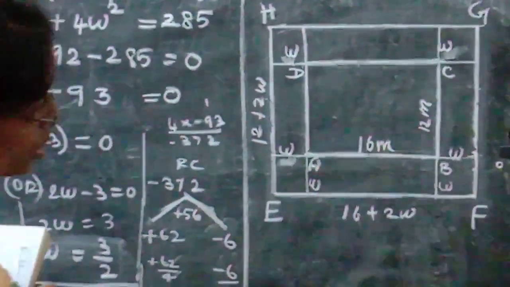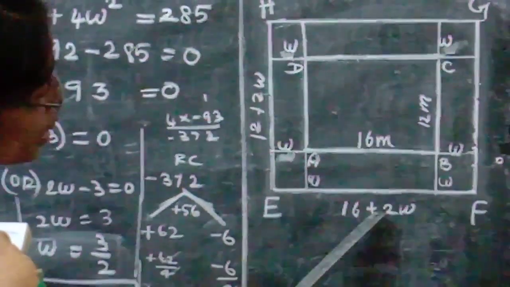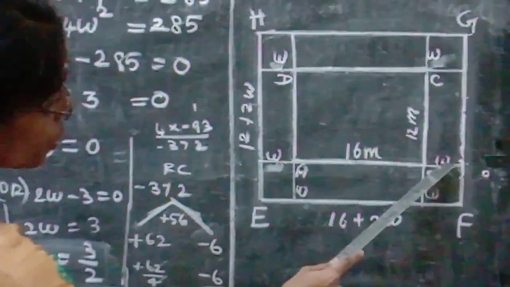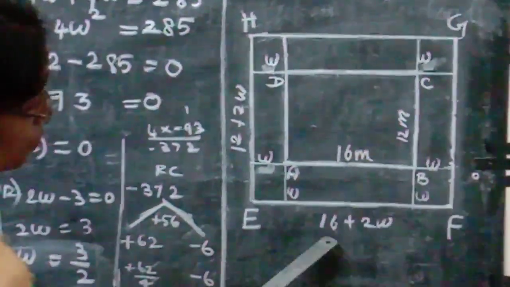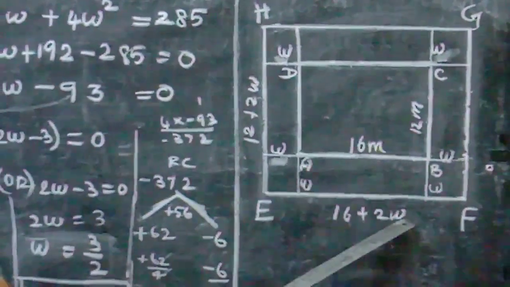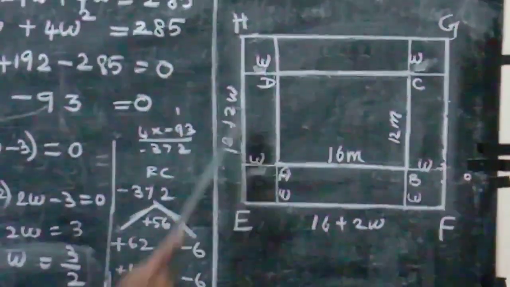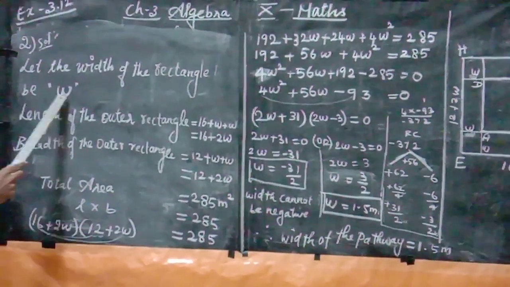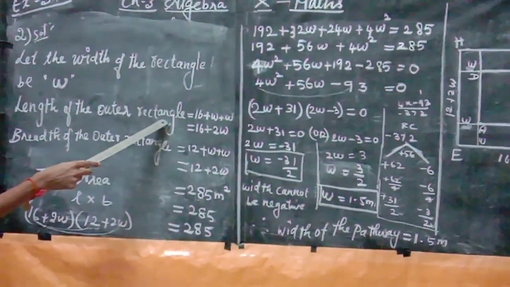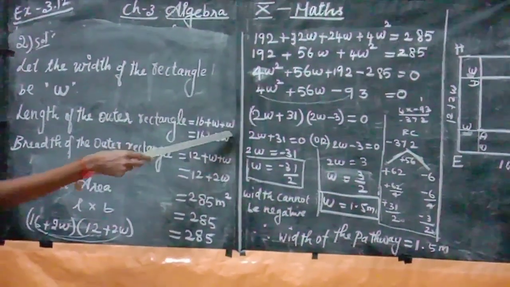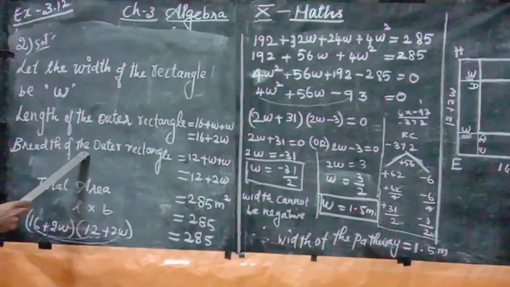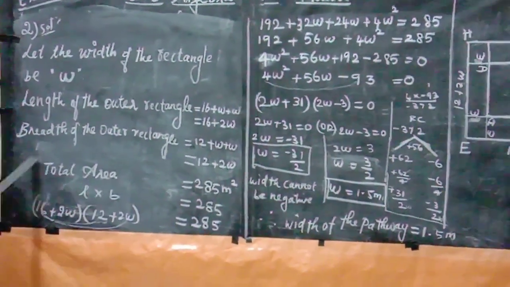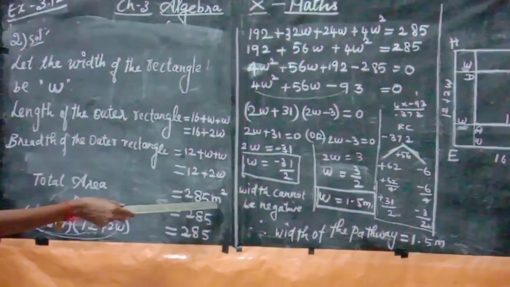Here the length of the outer rectangle is 16 plus, here this value is 16 and here 1 W, here another 1 W. So 16 plus 2W. The length will become 16 plus 2W and similarly the breadth will become 12 plus 2W. Let the width of the pathway be W. Length of the outer rectangle is 16 plus 2W and breadth of the outer rectangle is 12 plus 2W. The total area is given: 285 meters square.